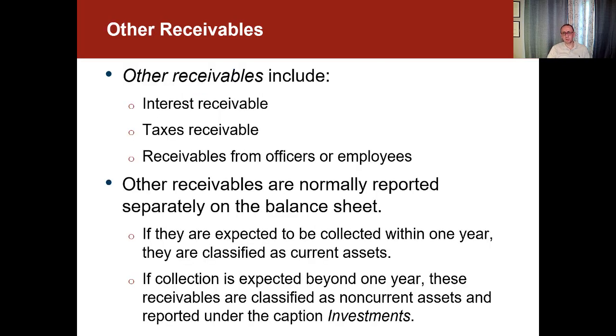So what other forms of receivables are there? We can see things like interest receivable, tax receivable, and receivables from officers or employees. Of course, these are not very common. Maybe interest receivable is one of the common ones. Other receivables are normally reported separately on the balance sheet, so we don't mix them with accounts receivable and notes receivable. If they're expected to be collected within 1 year, they're classified as current assets. If collection is expected beyond 1 year, these receivables are classified as non-current assets and reported under the caption investments. This is something that maybe we haven't seen before, this kind of title or caption, investments, which is basically any kind of long-term investment. And in this case, if the note is not expected to be collected within a period of less than a year, then we put it in the category of investments.